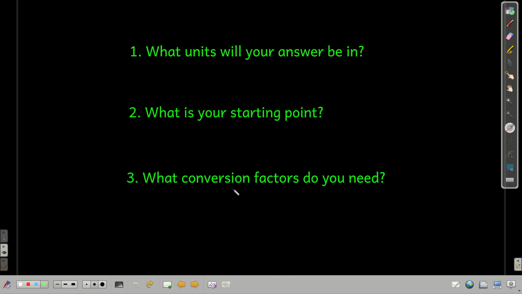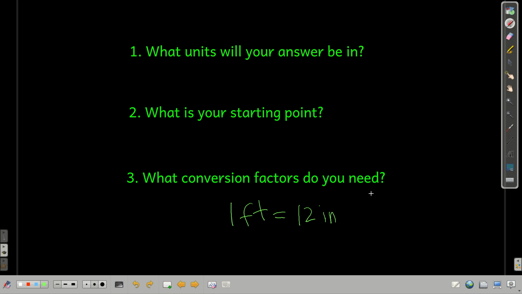And the third thing you're going to be looking for are conversion factors. At first, sometimes people have a little problem figuring this out, but you get used to it eventually. The conversion factors are relationships between 2 different units. For example, we don't need it for this one necessarily, but 1 foot is equal to 12 inches. That's a conversion factor that relates feet and inches.